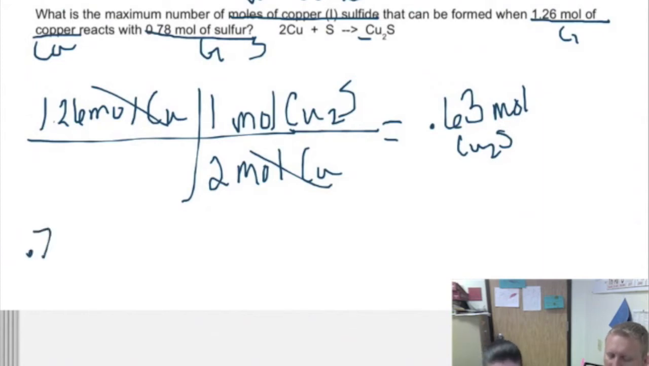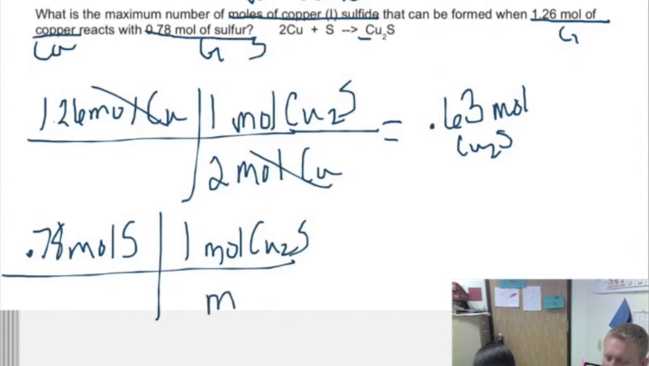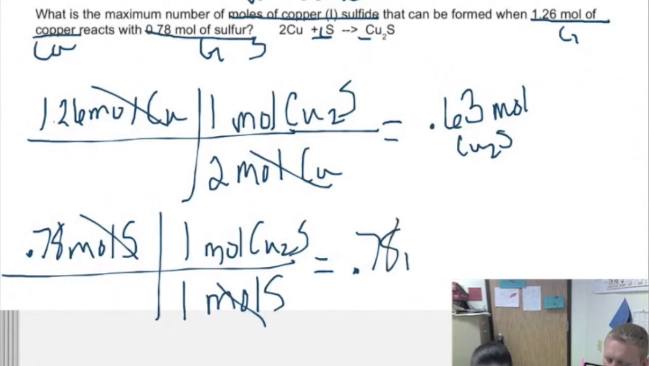Next, what do we start with? 0.78 moles of sulfur, and again we're changing it to moles of Cu2S. So on the bottom we want moles of sulfur, which has nothing in front of it, so we put 1. That one's easy. So it's 0.78 moles of Cu2S.